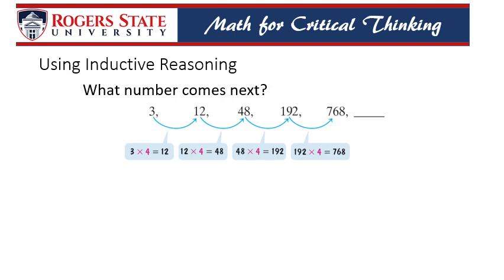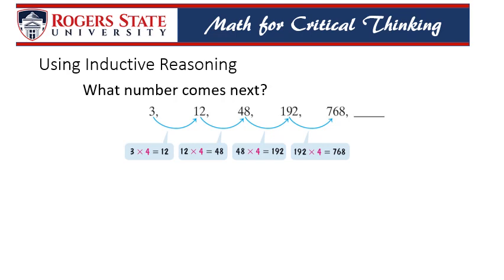3 to 12 is 9, but 12 to 48 is 36. Doesn't have a common difference. 48 to 192, well, that's certainly not 9. That's a lot more than that. And 192 to 468, that's a bunch. That's like 500. So that's not a common difference. But let's look at this.